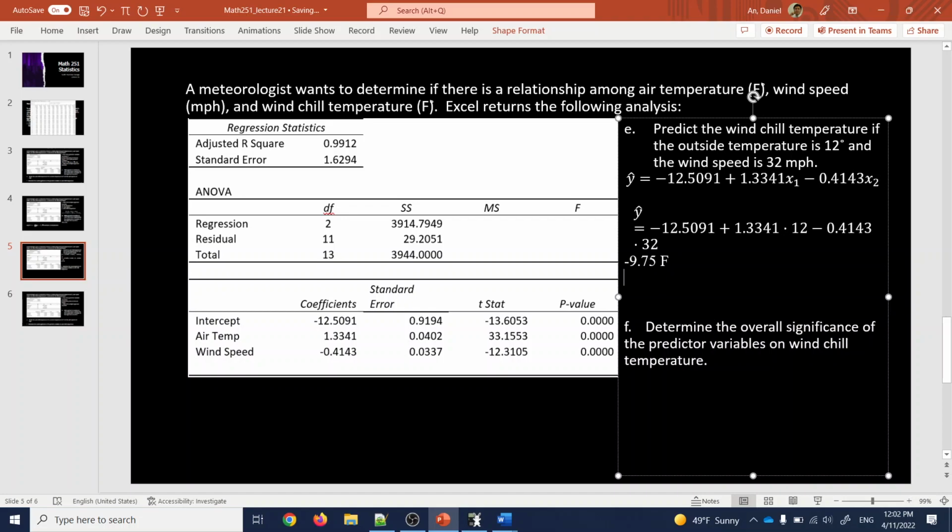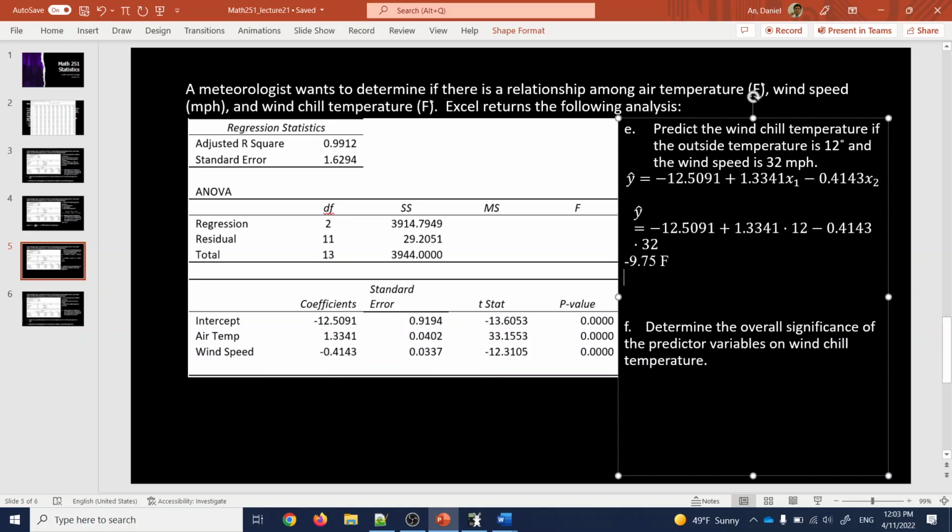Okay. And it kind of makes sense because, you know, if the outside temperature is 12 degrees Fahrenheit, but if the wind is 32, is that like a heavy wind or like a gentle breeze? It's a heavy wind, right? So do you expect the wind chill temperature to go down, way down, or almost the same?